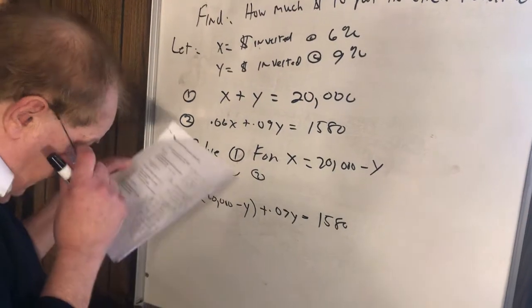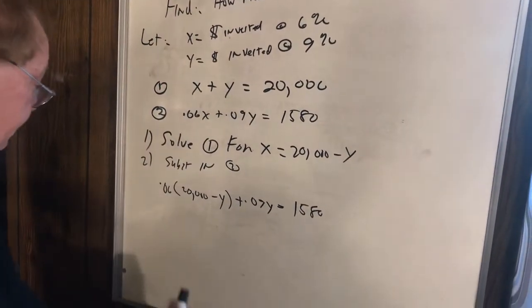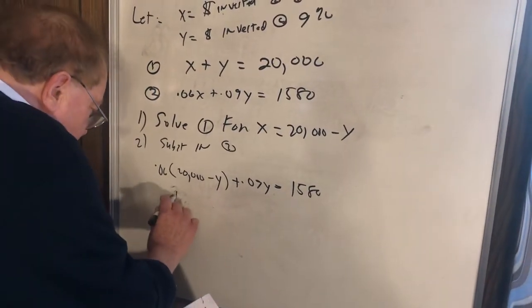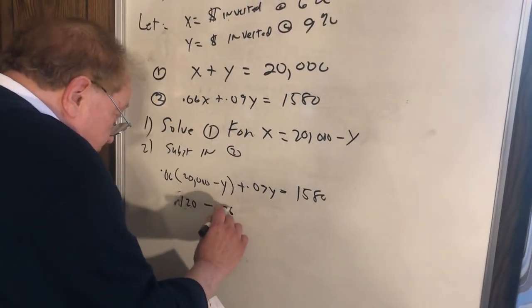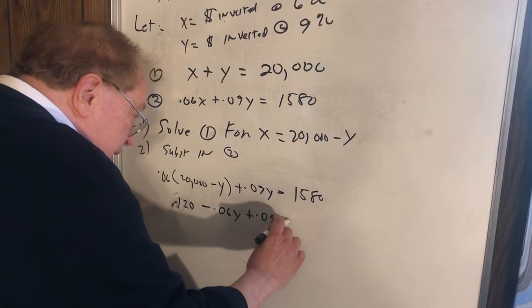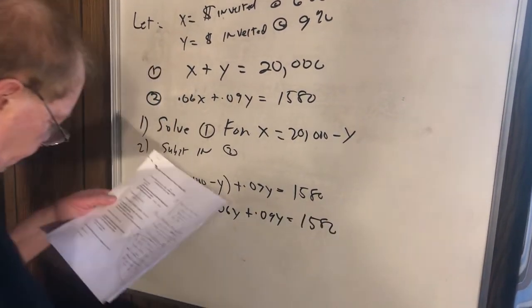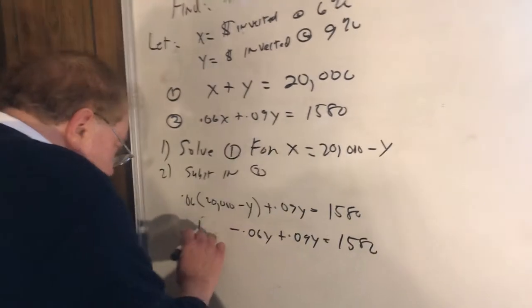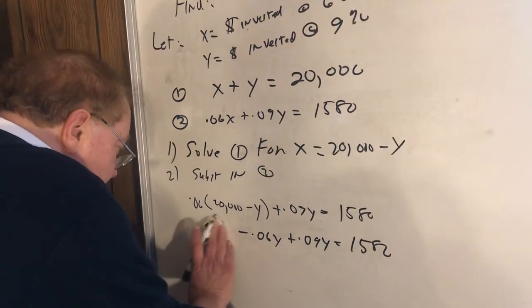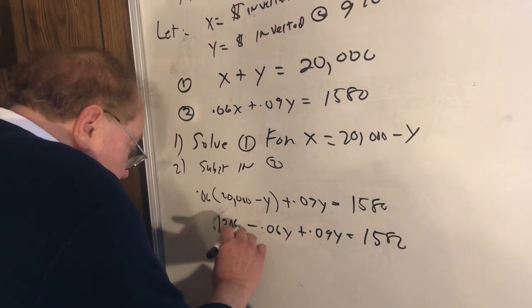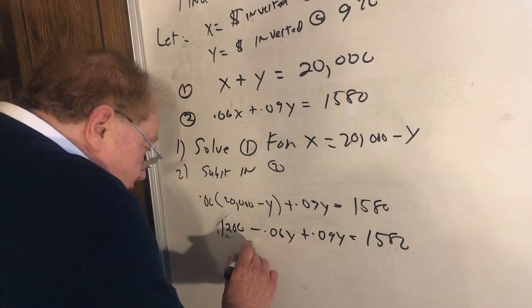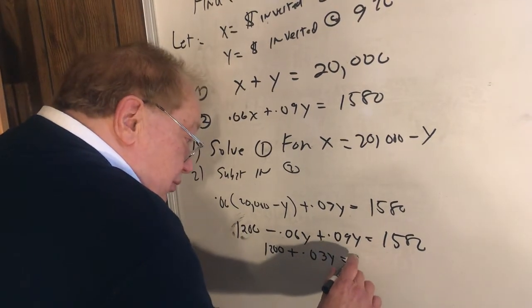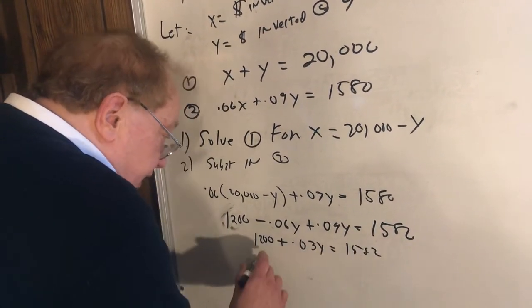Okay, number 3. So it's going to be 0.06 times 20,000. Six times 12 is 120, so that's 1200, not 120. So 1200 minus 0.06y plus 0.09y equals 1580. That's 1200 plus 0.03y equals 1580.